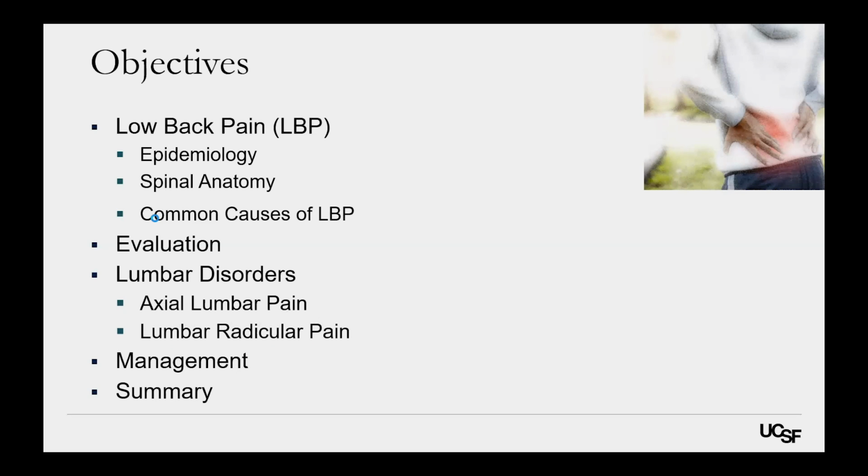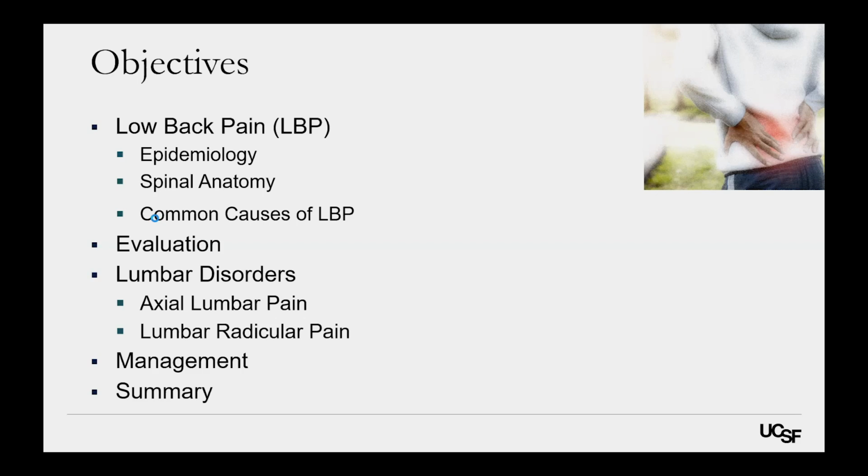The objectives of the presentation today are to go over the epidemiology of low back pain in the general population, review relevant spinal anatomy, and discuss common causes of low back pain. Then we'll go over key parts of a spine evaluation that one would expect in a clinic visit to help assessment, as well as determining factors for further workup and ordering advanced imaging. Then we'll discuss significant characteristics of lumbar disorders, including axial pain, as well as pain that radiates from the spine to the leg. And then we'll finish with a discussion of management of low back pain and then summarize what we discussed.